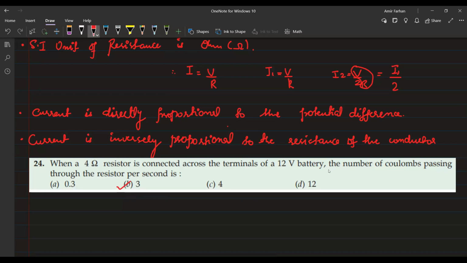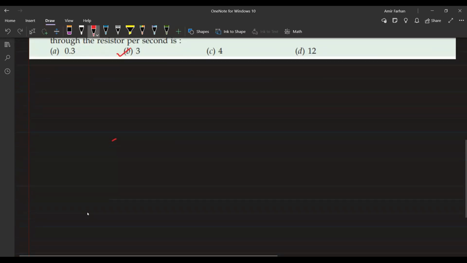This statement is a little bit confusing, which makes it a little tricky. It says the number of coulombs passing through the resistor per second. The number of coulombs passing through the resistor per second is nothing but current. Yes or no? Q by t. That's what current is, right? The definition of current is the number of coulombs passing through per unit time. Clear? Okay.